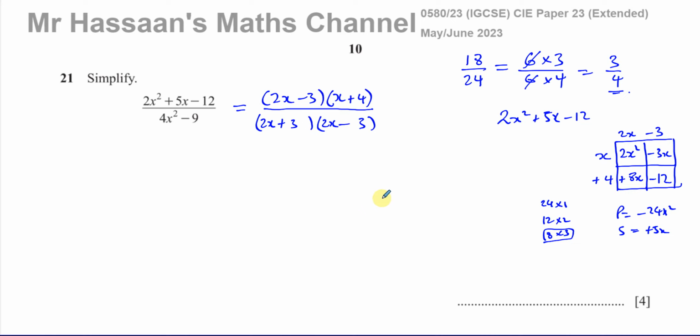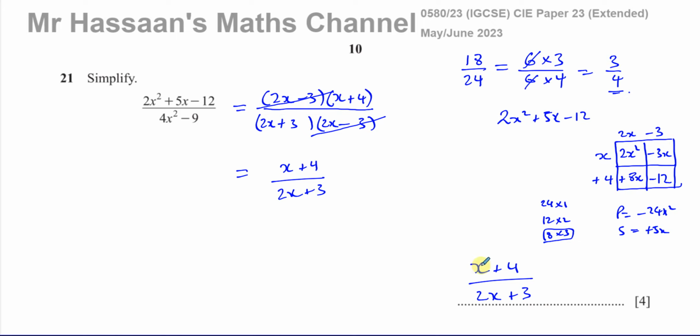Now we can see, are there any common factors? Well, yes, there are. You have 2x minus 3 and 2x minus 3. These are common factors which I can then cancel out. So I'm left with x plus 4 over 2x plus 3. So there's my final answer, x plus 4 over 2x plus 3. And that's how you solve this question.